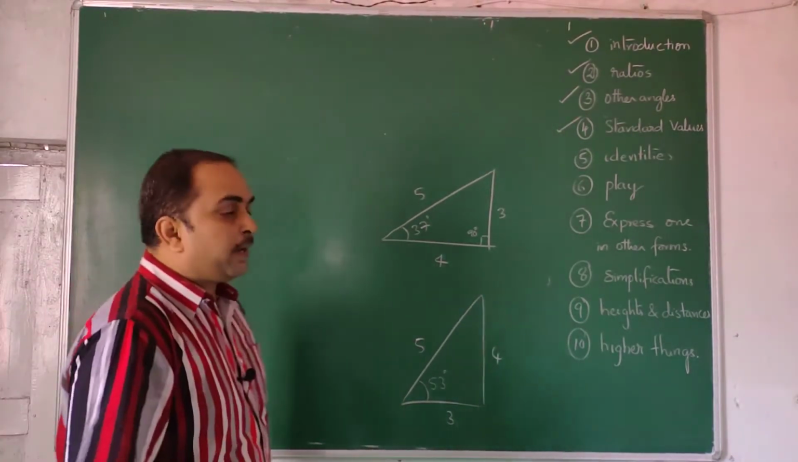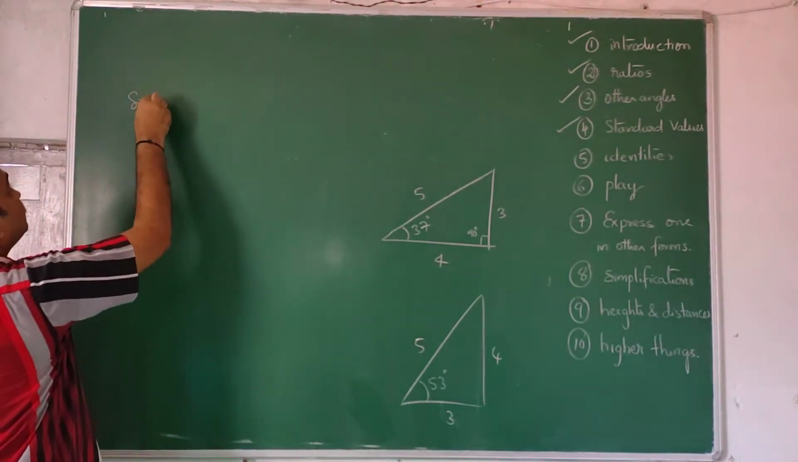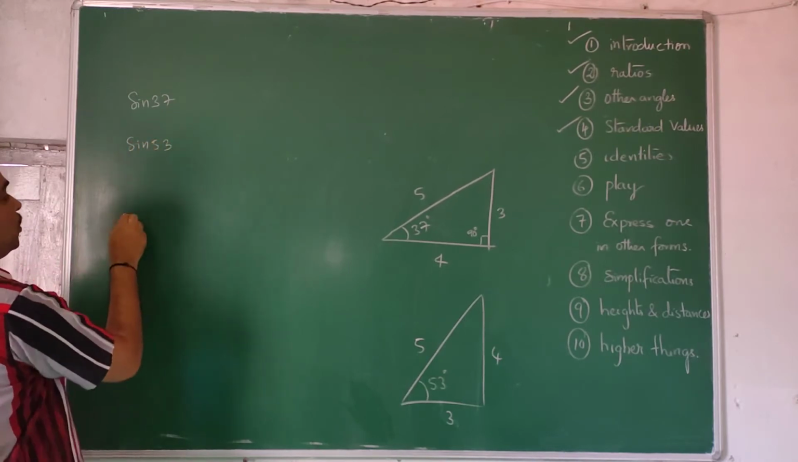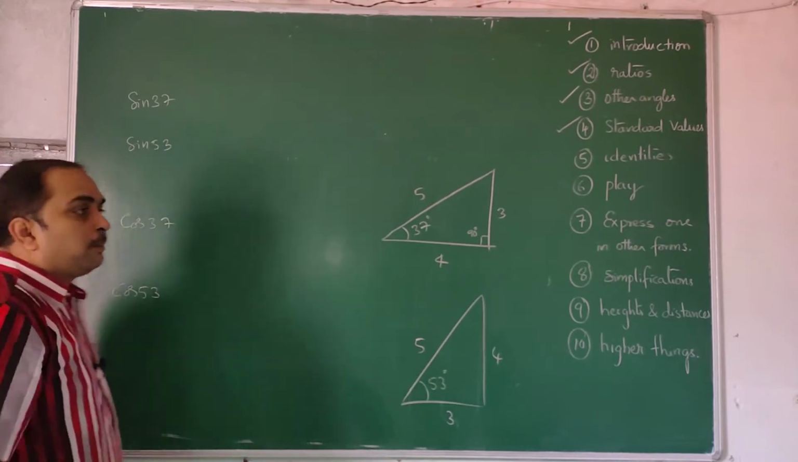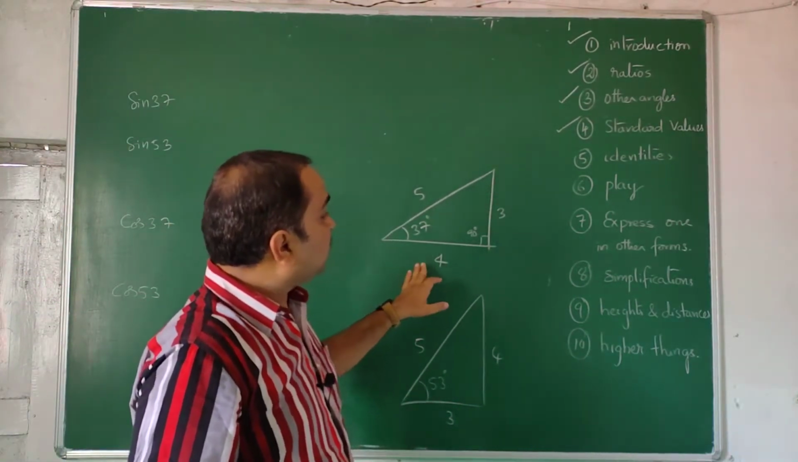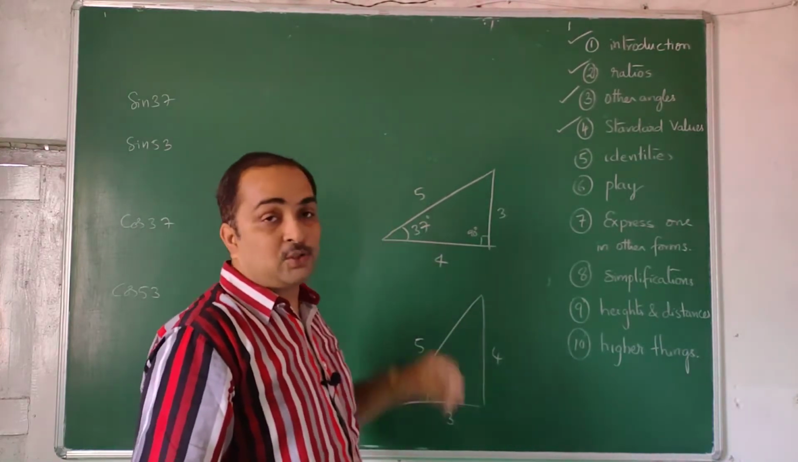Students doing school level may not require sine 37, sine 53, cos 37, cos 53 kind of values. But in physics we use them very much. This 3, 4, 5 triangle is called a Pythagorean triplet. 3 square plus 4 square is equal to 5 square.